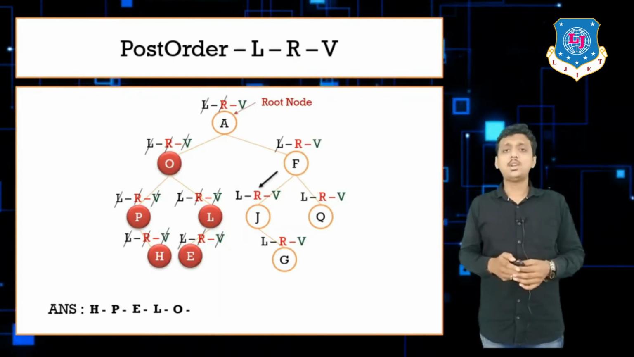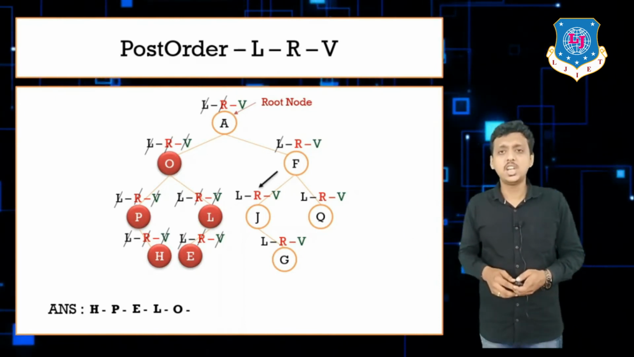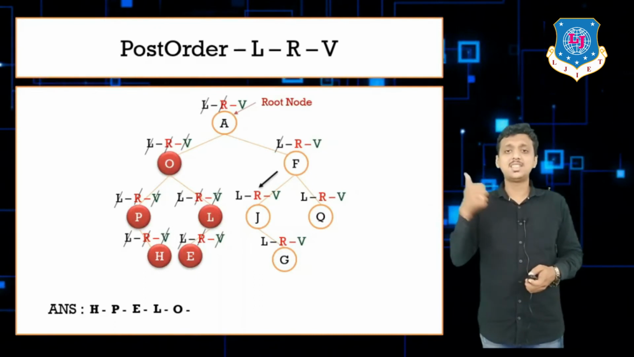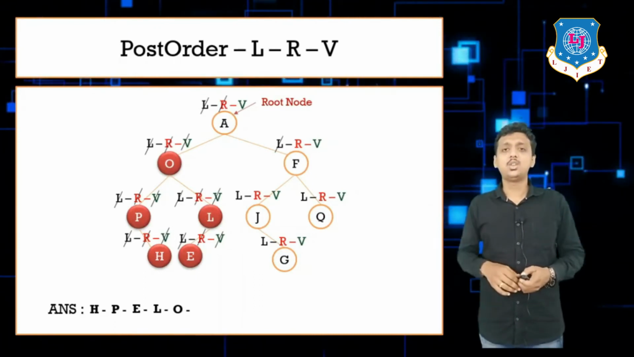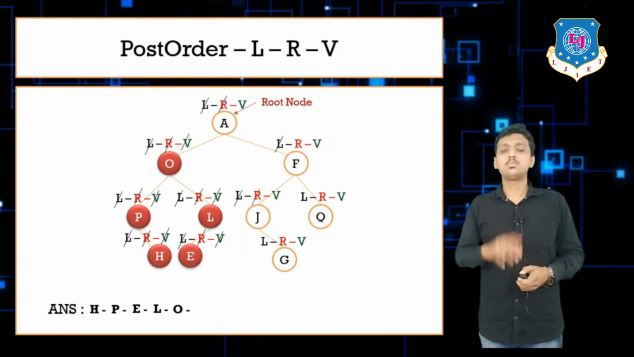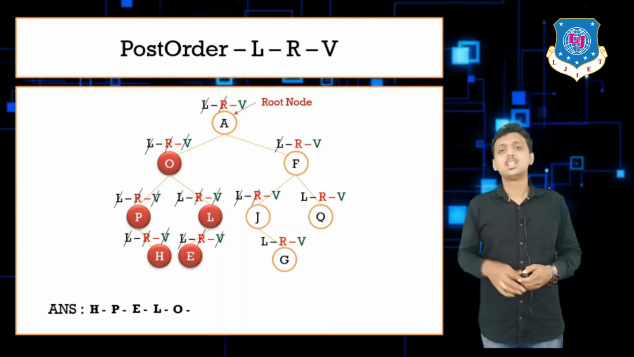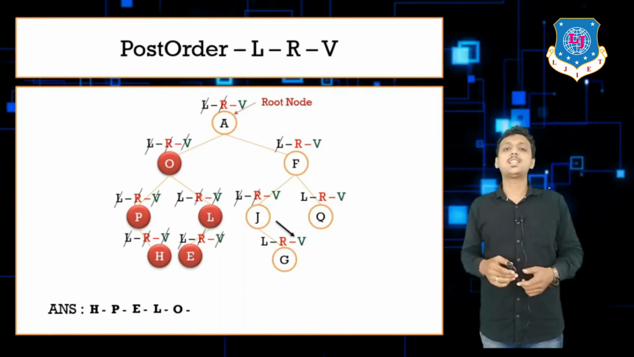On the left side of F, students, we will find J. So what to do? This is L, R, V. So first we need to go on the left side of J. Is there any node on the left side of J? No. So just move towards the next operation, that is R. Is there any node on the right side of J? Yes. So let's move towards the right side of J.